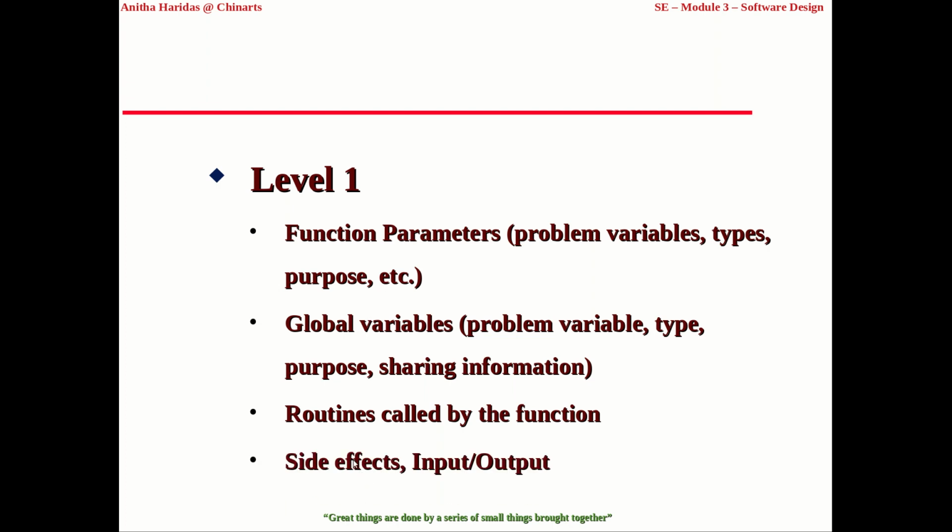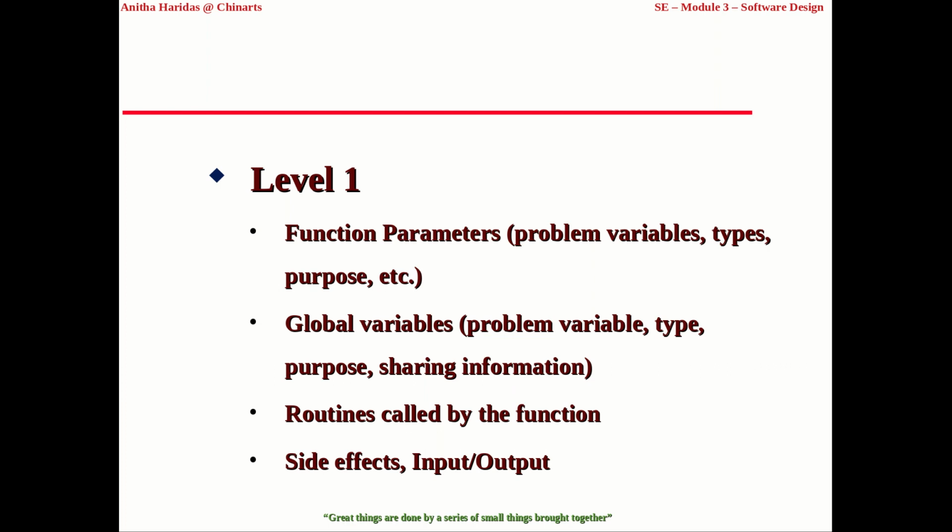Then what is the side effect? If this function is executed, what will be the state changes in the system? That must be specified. And what is the input and what is the output? In the previous level, you just gave the function name. Then in the next level, level 1, what are the parameters being passed, whether the function is using any global variables, and what are the other functions called by this particular function.